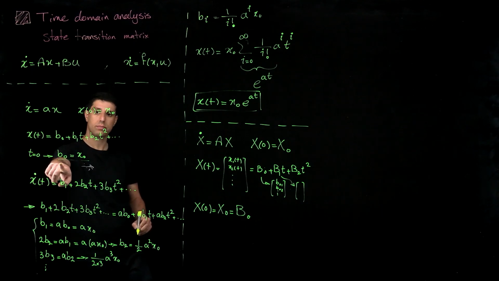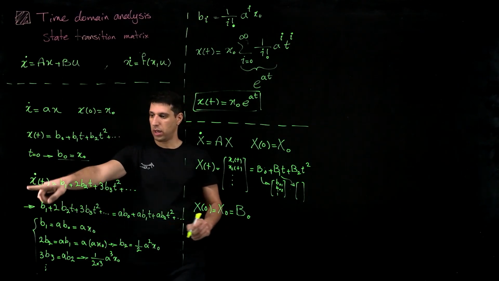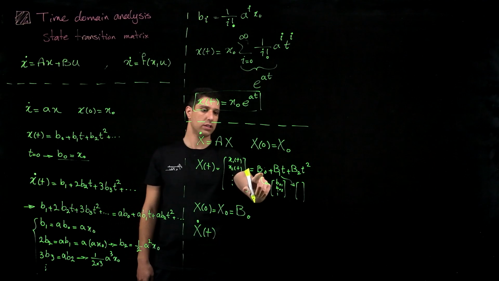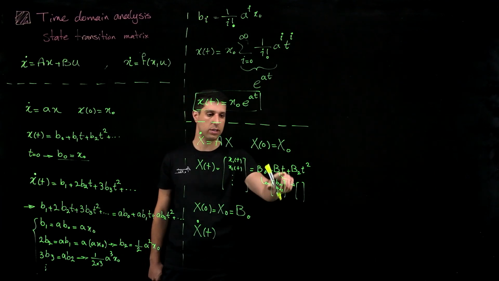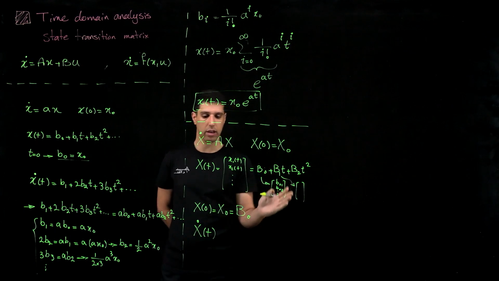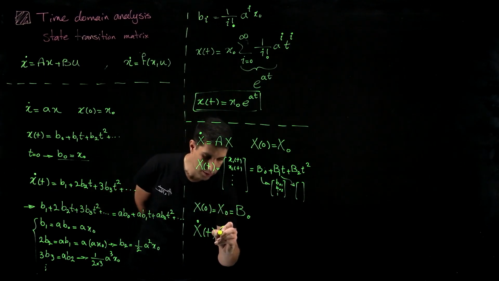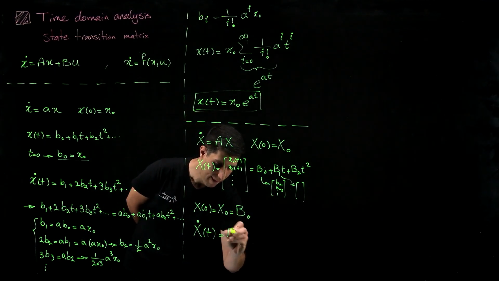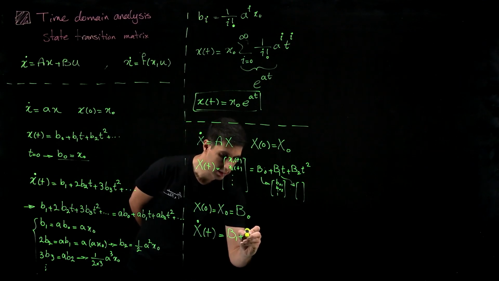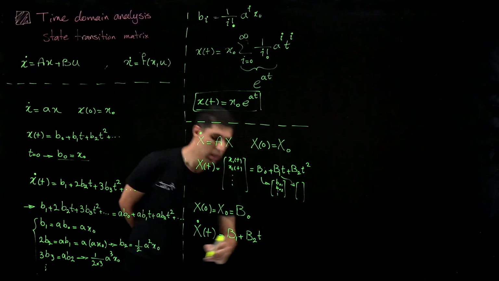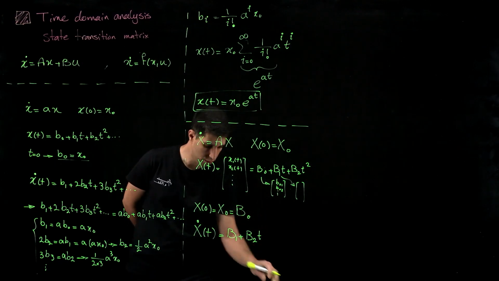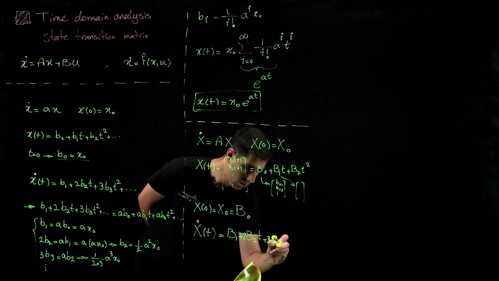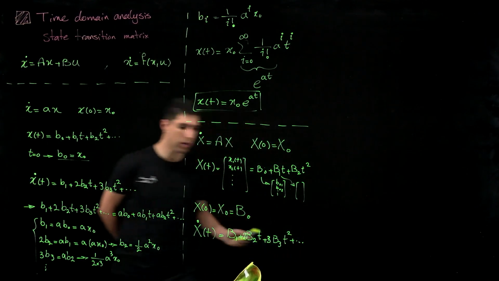At time equals 0. I can again take the derivative, x dot of t. These are all just vectors of constant numbers, so they can come out of the derivative. So I'll have a very similar form as here. I'll have B1 plus 2 B2 t plus 3 B3 t squared, and so on.